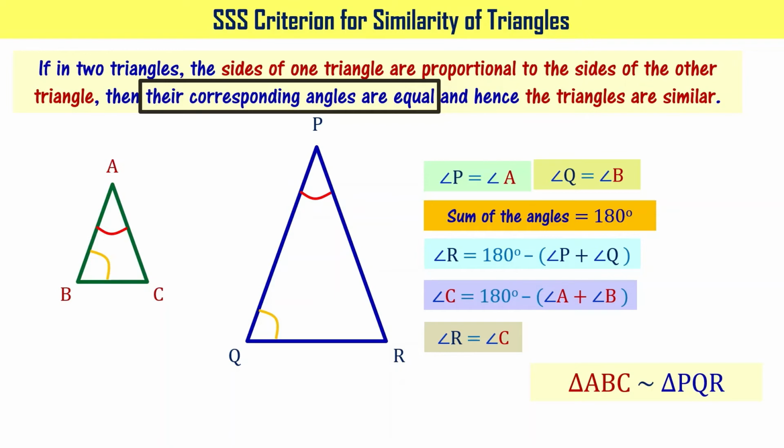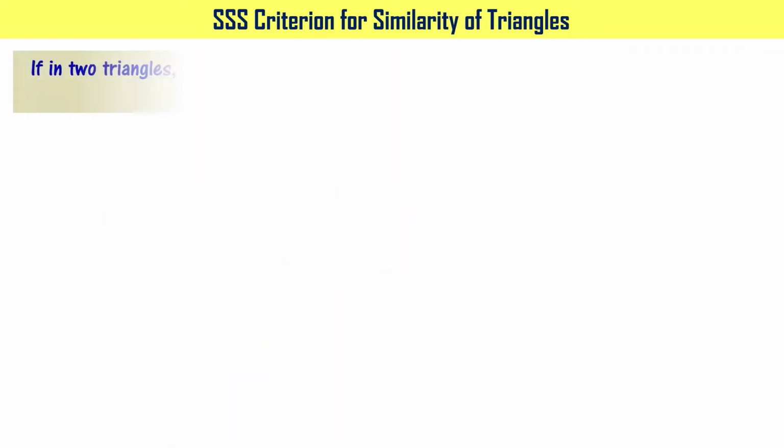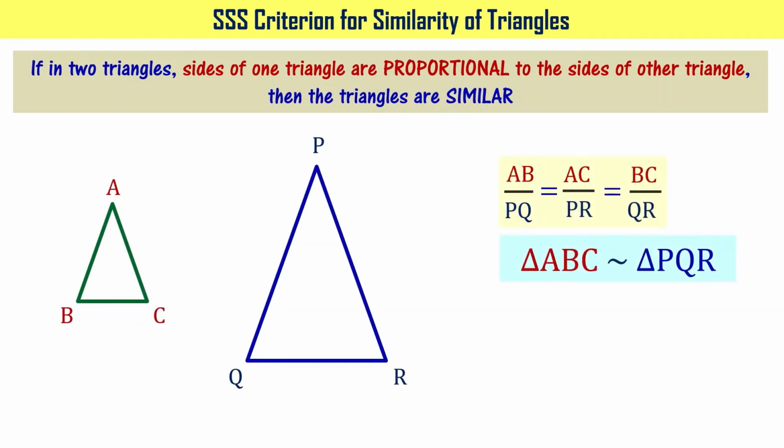The triplets criterion for similarity of triangles can be stated in a simple way. If in two triangles, the sides of one triangle are proportional to the sides of the other triangle, then the triangles are similar. You don't need to really worry about equality of angles. Equality of corresponding angles is going to be automatically satisfied, right? For the triangles, triangle ABC and triangle PQR, we have seen that the corresponding sides are proportional. It means AB by PQ equal to AC by PR equal to BC by QR, right? Hence, we can say that triangle ABC is similar to triangle PQR.